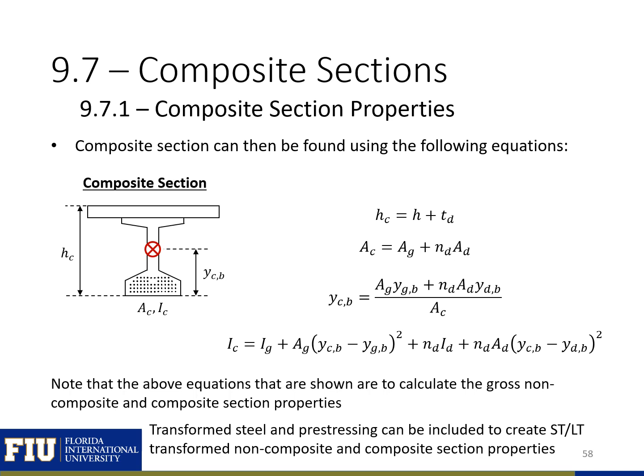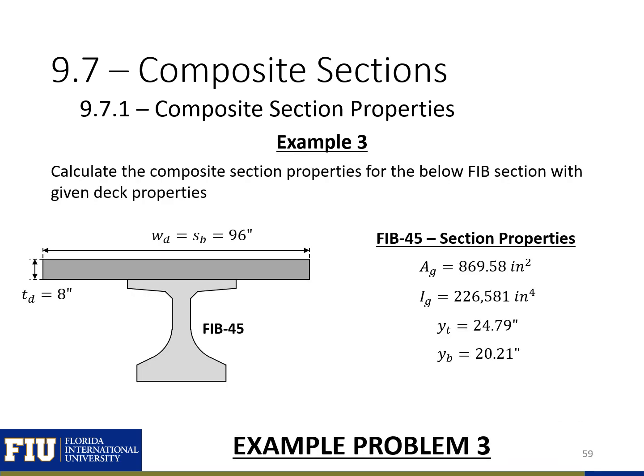I want to note that these are the gross non-composite and composite section properties. We could also transform our steel and pre-stressing to find short-term and long-term transformed non-composite and composite section properties. I'm not going to do that here, but that's something you can do for a more refined analysis. At this point, you can go to example 3, where I calculate composite section properties for the below Florida I-beam section that's shown here.